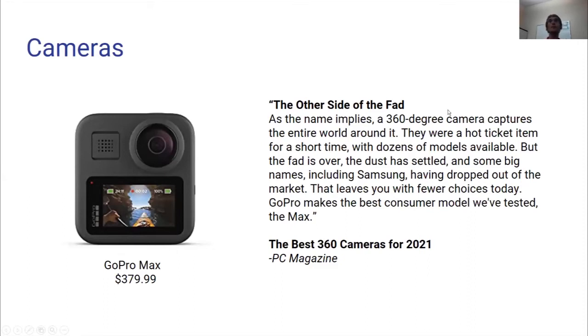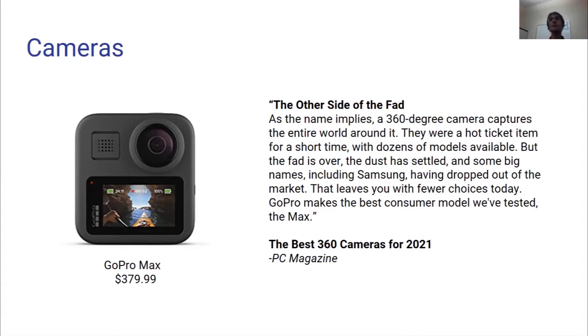And so this came from PC Magazine. It was an article called The Best 360 Cameras for 2021. And it says the other side of the fad. So as I mentioned, VR has been around for a while, 360's been around for a while now. But we're kind of in this fade out. And so as the name implies, it says, a 360-degree camera captures the entire world around it. They were a hot ticket item for a short time with dozens of models available. But the fad is over, the dust has settled, and some big names, including Samsung, have dropped out of the market. That leaves you with fewer buying choices today.